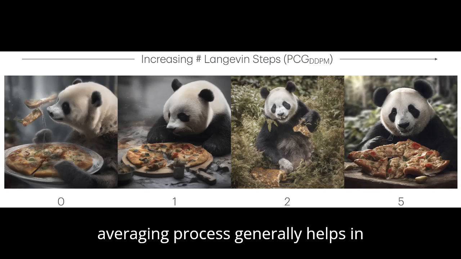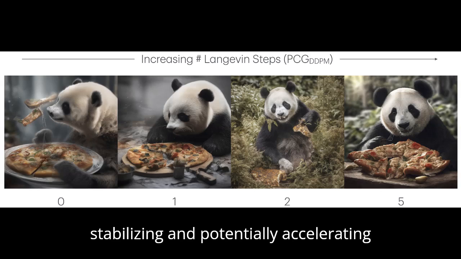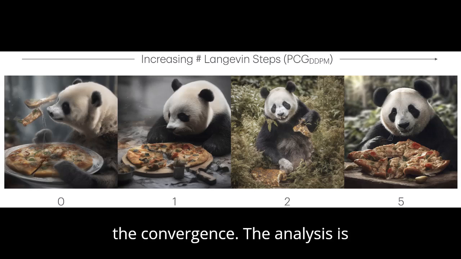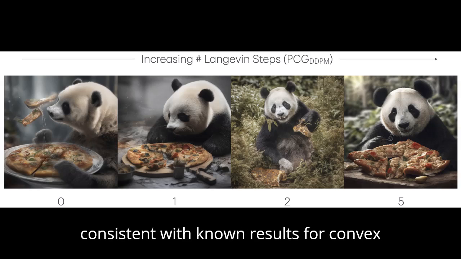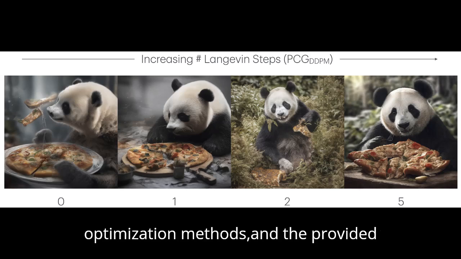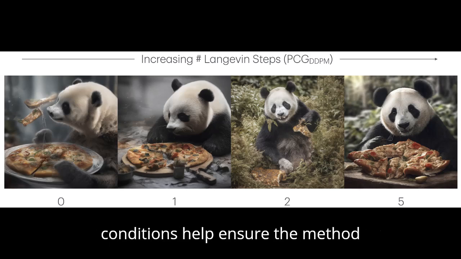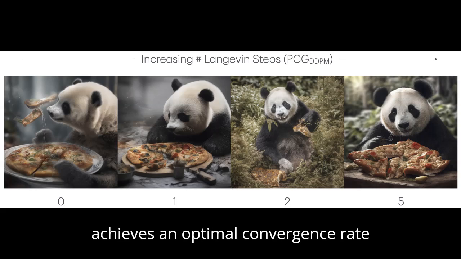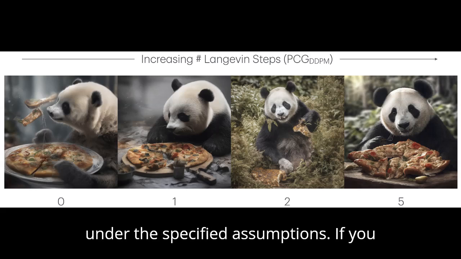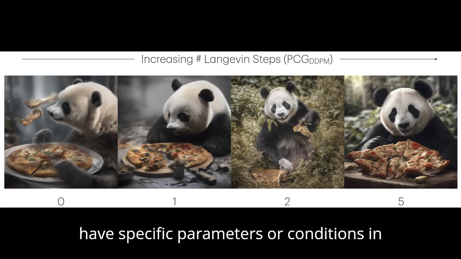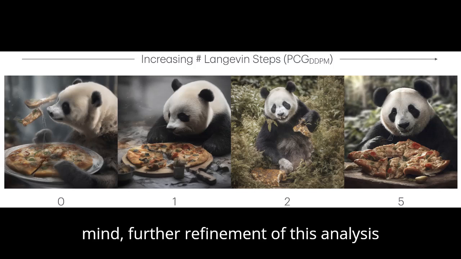The averaging process generally helps in stabilizing and potentially accelerating the convergence. The analysis is consistent with known results for convex optimization methods, and the provided conditions help ensure the method achieves an optimal convergence rate under the specified assumptions. If you have specific parameters or conditions in mind, further refinement of this analysis may be possible.